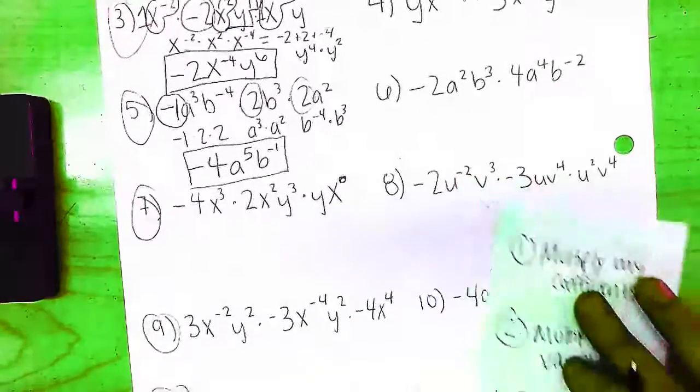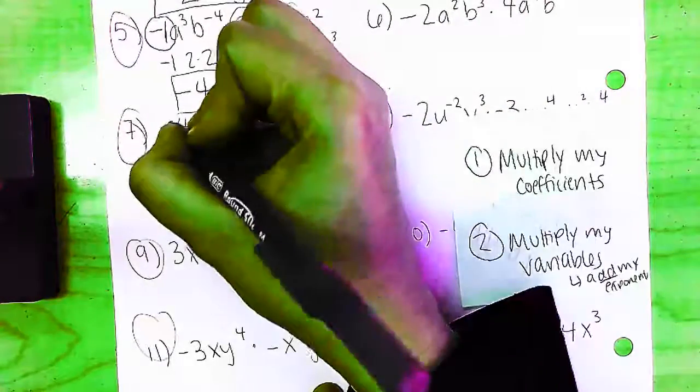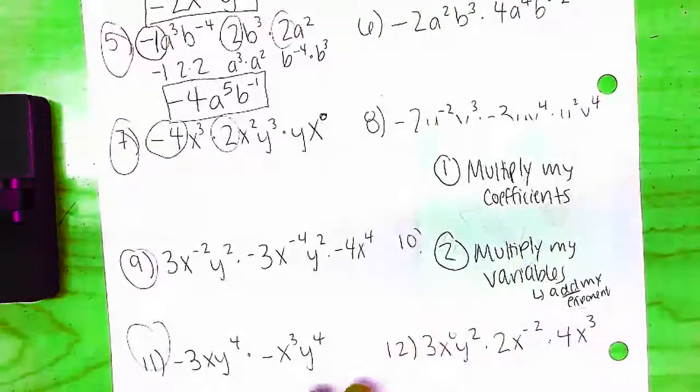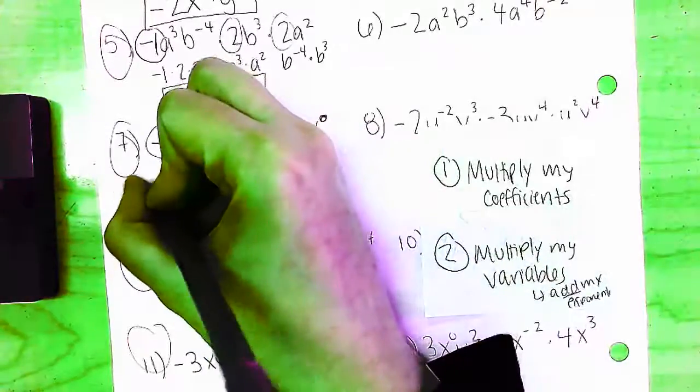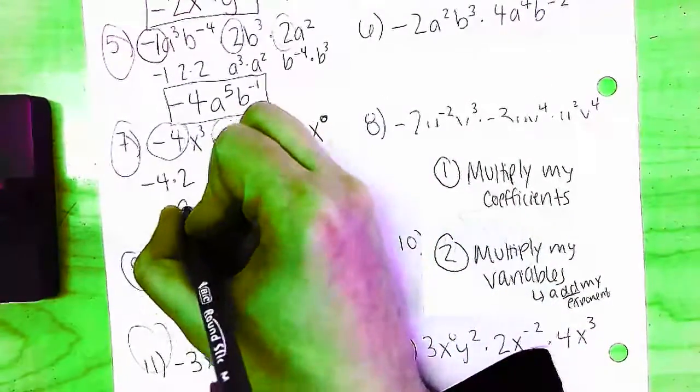All right, I have 3 more I'm going to do with you before I leave you on your own. Step 1, I multiply my coefficients. I'm going to say negative 4 times 2. I don't see a coefficient over here, so I can think about it as a 1. Or I can just leave it alone because anything times 1 is the same thing. So I have negative 4 times 2, which gives me a negative 8.